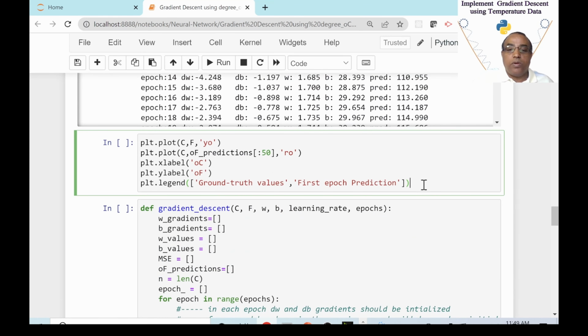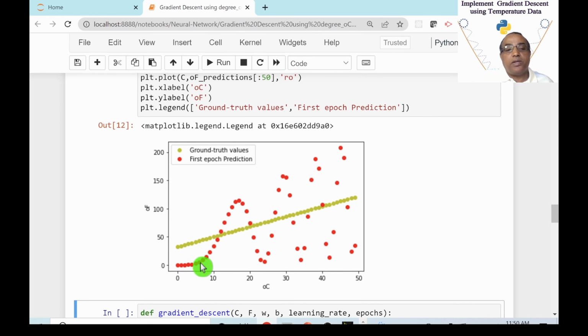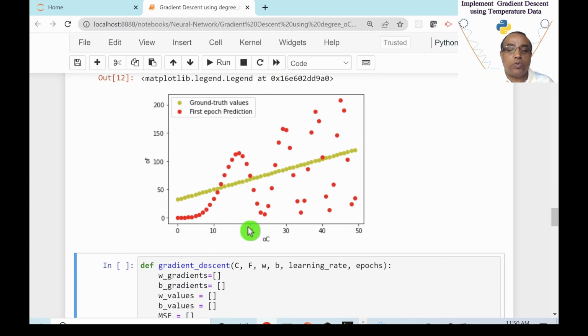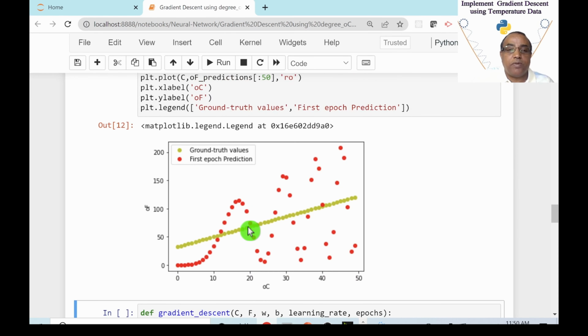So let's see the first epoch. The first epoch values are the red ones, the yellow one is the ground truth values. So in the first epoch the predicted values are way off from the ground truth values. Okay, so that's what we can see from this graph.